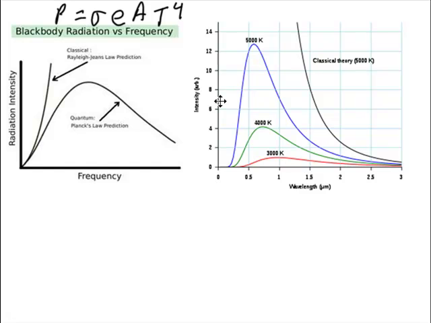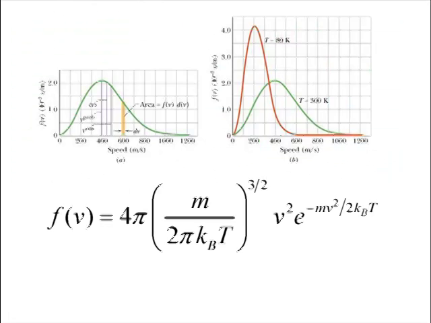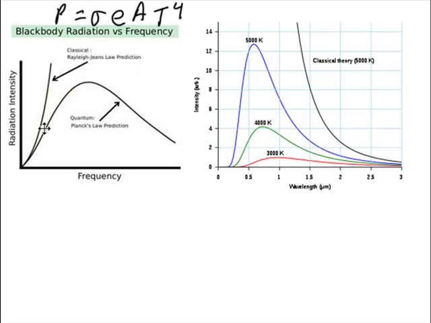Now this looks very similar to what we saw in the chapters on thermodynamics about the typical distribution of speeds for particles at some given temperature. We had a roughly bell-shaped curve, and at lower temperatures it peaked at lower speeds, at higher temperatures it peaked at higher speeds. Here, instead of speeds, it peaks at a higher frequency or smaller wavelength for higher temperatures.